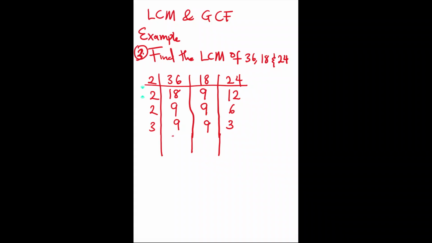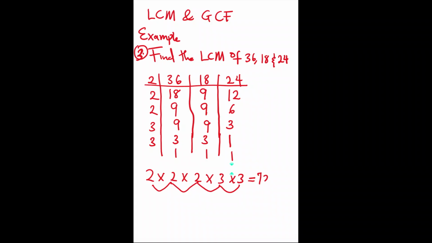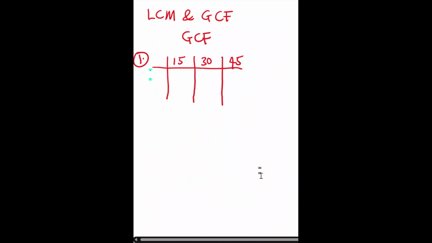Okay, now we can use 3. 9 divided by 3 will give us 3. 9 divided by 3 is 3 again. 3 divided by 3 is 1. So we can use 3 again. 3, 1, 1, 1. So we can say that the LCM for 36, 18, and 24 is 2 times 2 times 2 times 3 times 3. 2 times 2 will give us 4. 4 times 2 will give us 8. 8 times 3 will give us 24. 24 times 3 will give us 72. So our answer is 72.